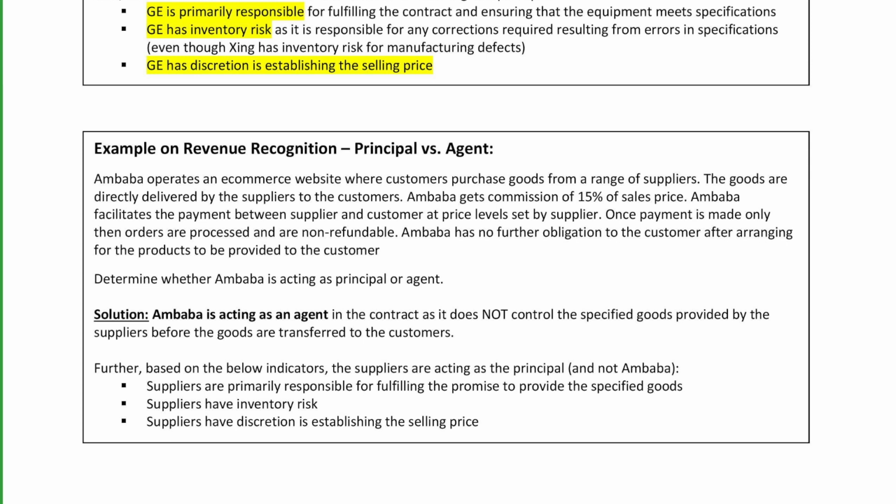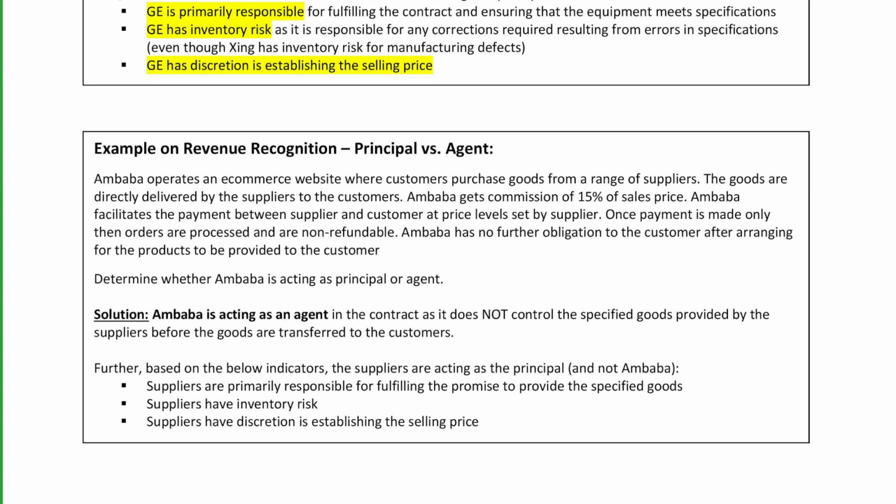Ambaba facilitates the payment between the supplier and customer at price levels set by the supplier. Once payment is made, only then the orders are processed and are non-refundable. Ambaba has no further obligation to the customer after arranging for the products to be provided to the customer. And your job is to determine whether Ambaba is acting as a principal or agent.